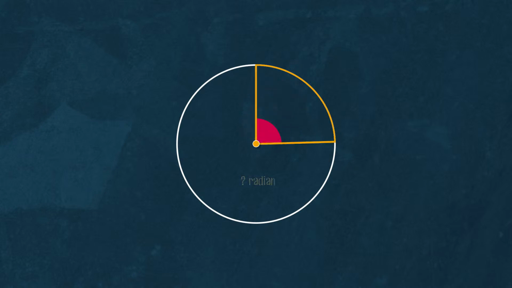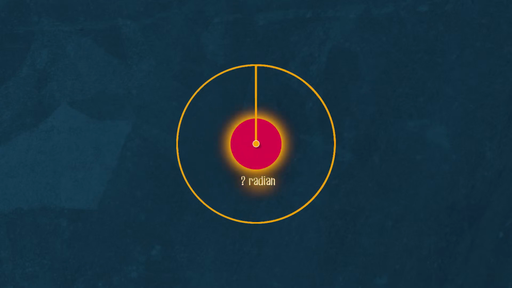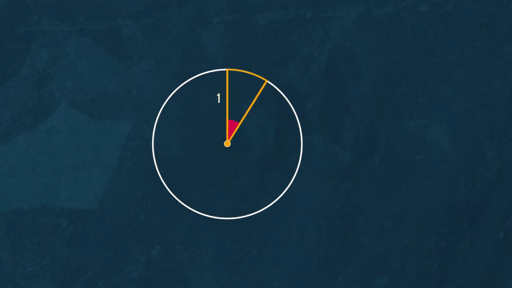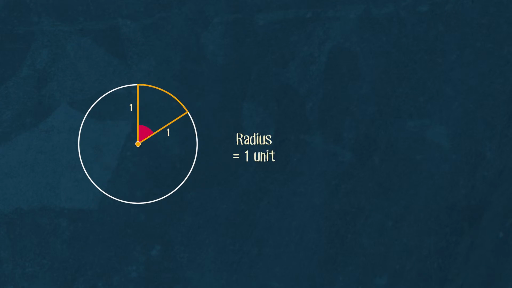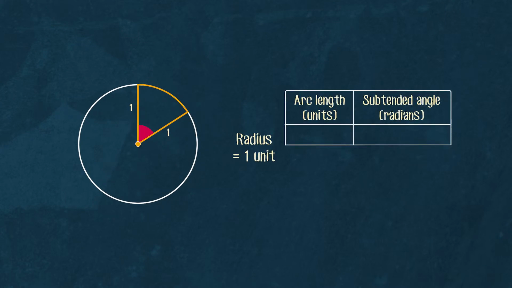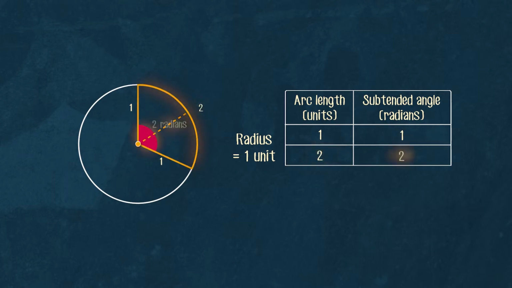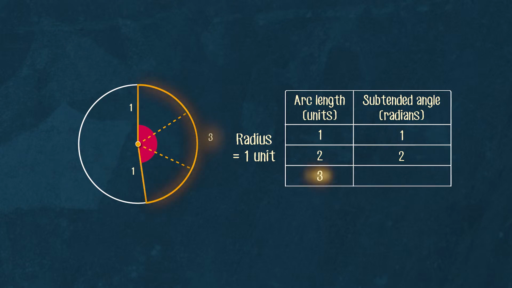Now, how many radians is the angle at the center of a circle? To find out, let's go back to the circle with a radius of 1 unit and use this table to help us. When the arc length is also 1 unit, the subtended angle is 1 radian. When the length of the arc is 2 units, the angle is 2 radians. And when the length of the arc is 3 units, the angle is 3 radians. Do you see any pattern? The value of the angle is always the same as the value of the length of the arc.